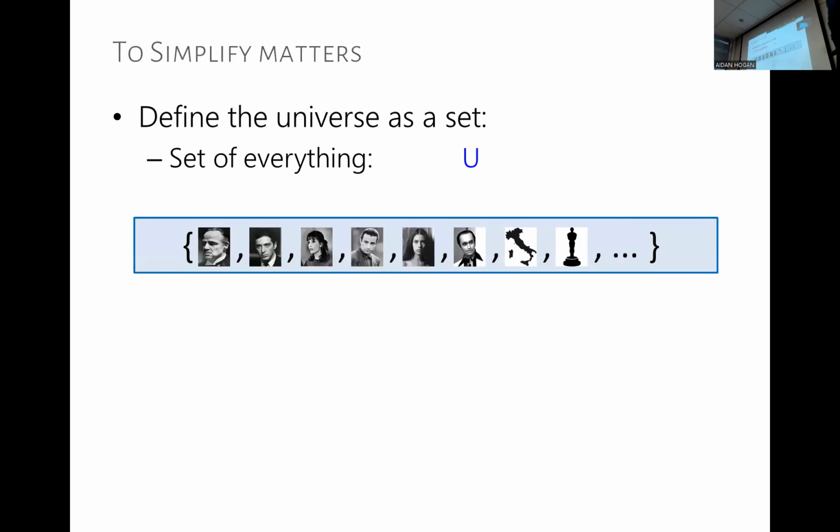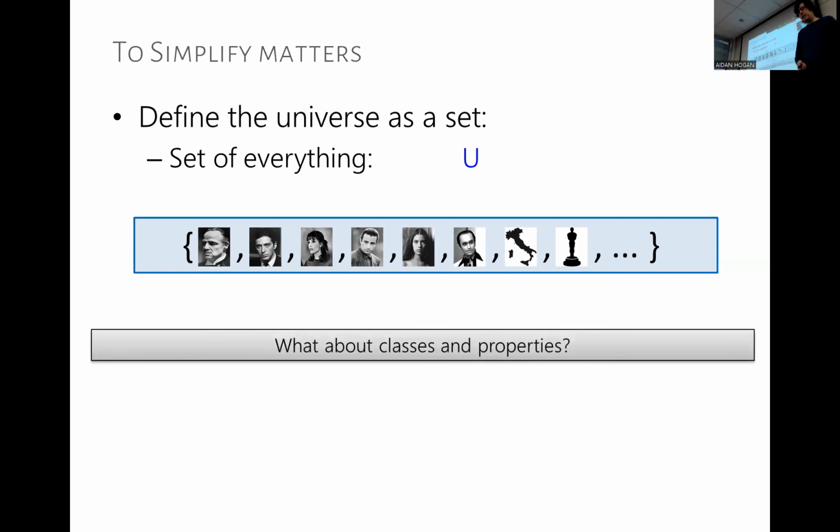So what is in this set? It can be a bunch of stuff. We can have people, we can have countries, we can have classes, we can have whatever we need. It's the universe of discourse. This is called the stuff that we might like to talk about.